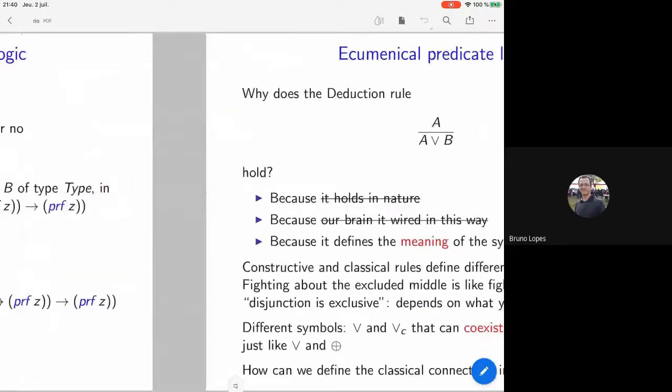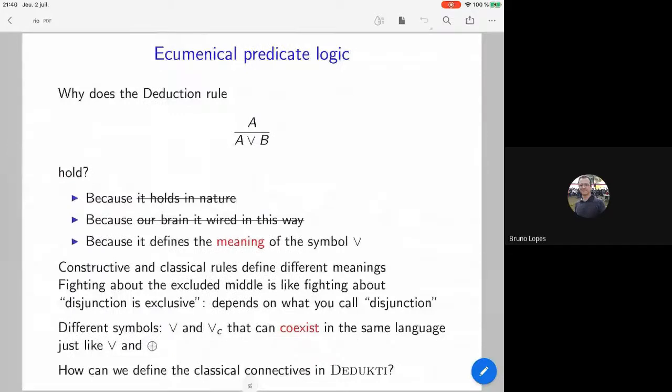So now we are done with constructive predicate logic, and let's turn to ecumenical predicate logic. So first, before I try to explain how ecumenical predicate logic can be expressed in deductive, let me remind you what ecumenical predicate logic is, and more importantly, where it comes from. In fact, it comes from a very old philosophical question, which is, how do we know that this deduction rule holds? How do we know that from A we can deduce A or B? And this is, as you have recognized, the first introduction rule of the disjunction.